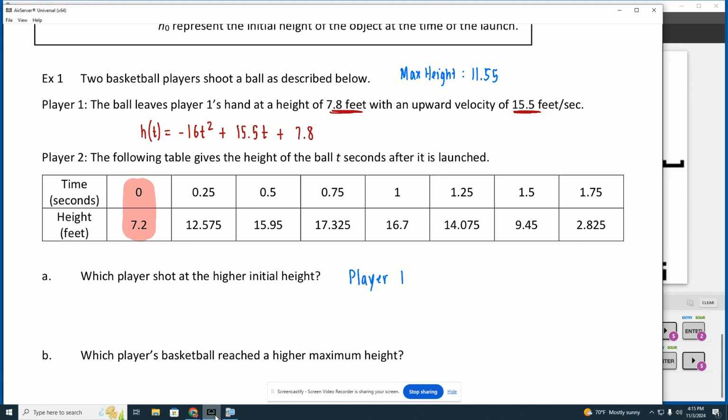Now, how do I compare that when I can't see the graph? Well, look at your numbers, guys. Look how high this one got. At one point, this one got to 17.325. Now, could it have potentially got even higher than that? Absolutely. But it at least got to 17.325. That's much higher than the 11.55. So when we compare those two numbers, it's clear that player 2's got much higher.